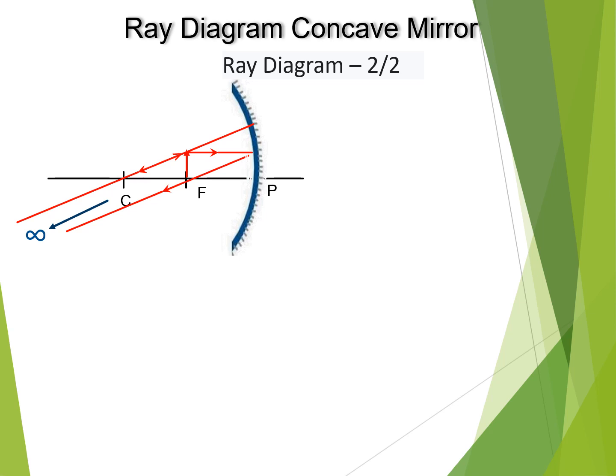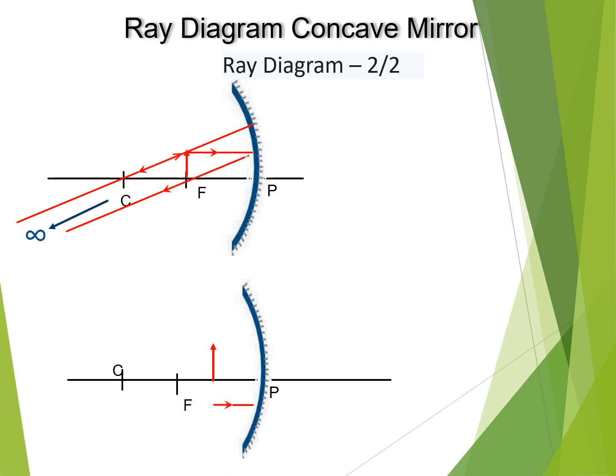So when the object is placed at focus, the image shall be formed at infinity. And the last condition is when the object is between pole and focus. First ray, of course, will be parallel to the main axis and it will pass through focus point. Second ray, you'll find that it is passing through the center of curvature.